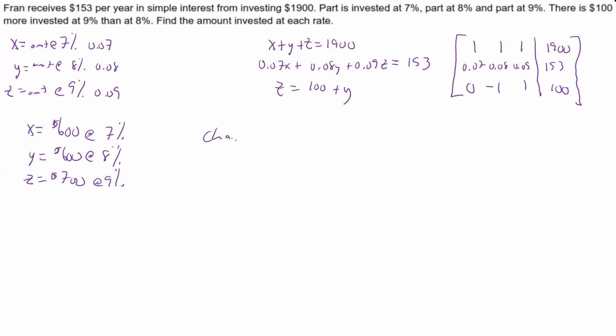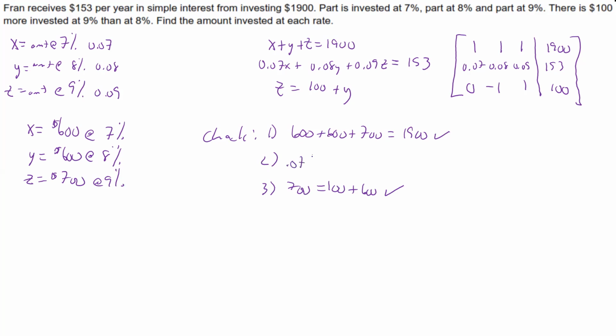Now, let's do the check to see if that works. Does 600 plus 600 plus 700 equal 1,900? Well, that's 1,200, and that's going to give us 1,900. Now, the third one is going to be easier. So is 700 equal to 100 plus 600? Yep, pretty easy on that one.